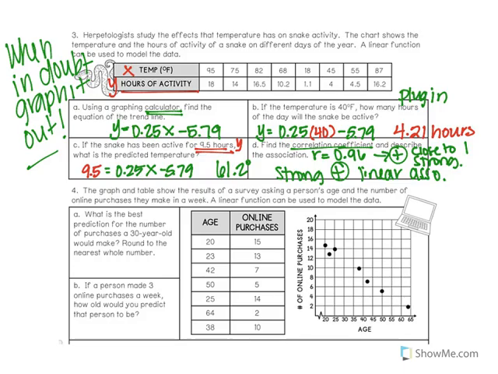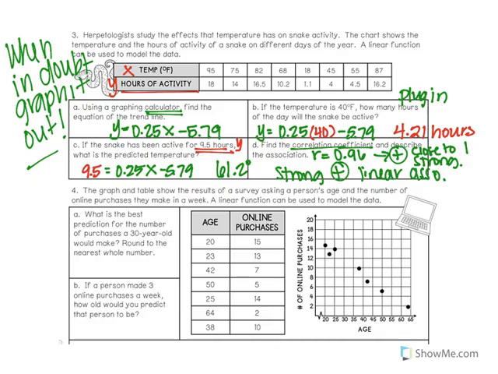All right, here we have a graph and table that show the results of a survey asking a person's age and the number of online purchases they make in a week. A linear function can be used to model the data. So what is the best prediction of the number of purchases a 30-year-old would make, rounded to the nearest hundredth?